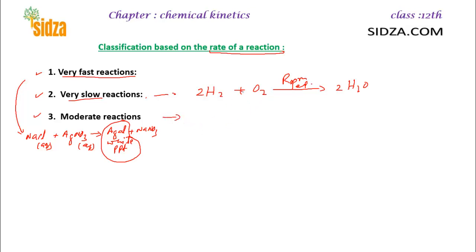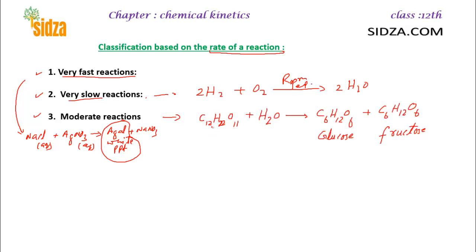And in moderate reactions, these reactions are not extremely slow and not extremely fast, right? They occur at a moderate speed. One such example is the inversion of cane sugar, or you can say the hydrolysis of the sugar. When we hydrolyze, when we break down the cane sugar molecule into 2 units of C6H12O6, one is glucose and the other is fructose. So hydrolysis, or you can say the inversion of cane sugar in the aqueous solution, is a moderate reaction.